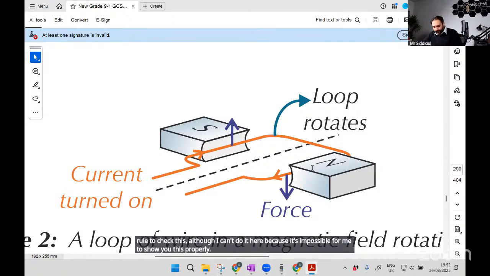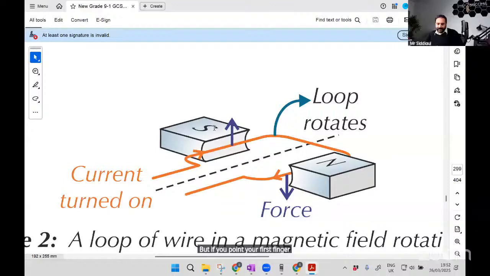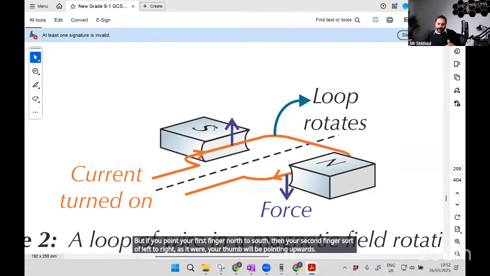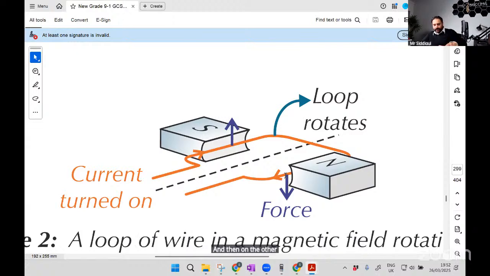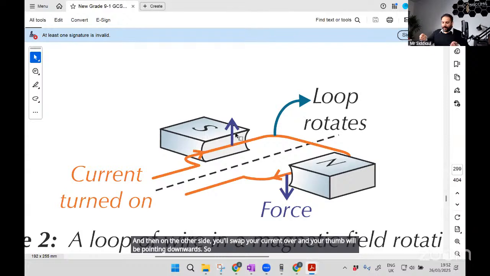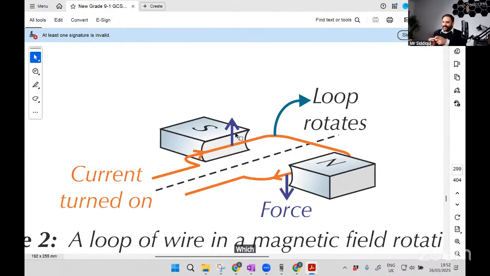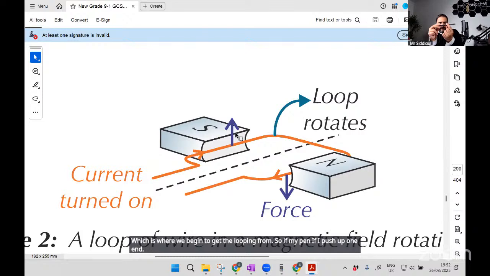But if you point your first finger north to south and your second finger sort of left to right, as it were, your thumb will be pointing upwards. And then on the other side, you'll swap your current over and your thumb will be pointing downwards. So one side of the wire experiences an upward force, the other one experiences a downward force, which is where we begin to get the looping from. So if I push up one end and down the other end, then we're going to start spinning it, right? You see what I mean? That's what's going to happen.